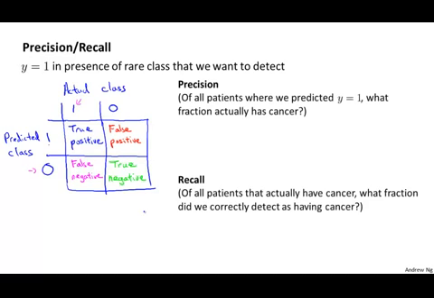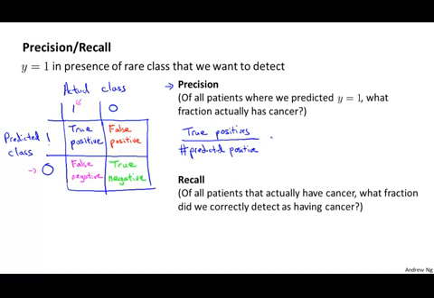We're going to compute two numbers. The first is called precision. What that says is, of all the patients where we predicted that they have cancer, what fraction of them actually have cancer? The precision of a classifier is the number of true positives divided by the number that we predicted as positive. Of all the patients that we went to and told them we think you have cancer, what fraction of them actually have cancer?